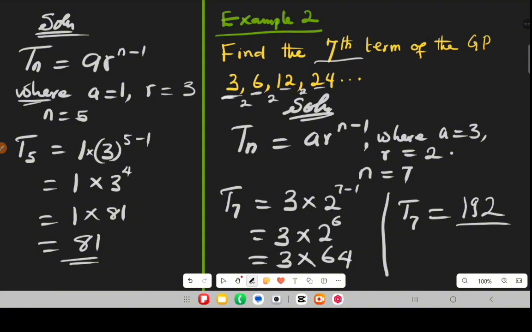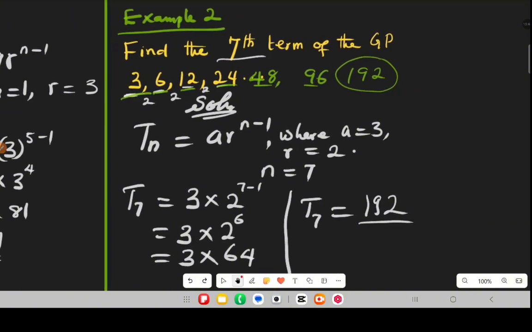We can easily check by listing the sequence, generating it by multiplying each term by 2. If we continue multiplying by 2 here, 2 times 24 gives us 48. 48 times 2 gives us 96. And 96 times 2 gives us 192. If we check the seventh term, it will give us 192. Let's check: 1, 2, 3, 4, 5, 6, 7. The seventh term is 192.